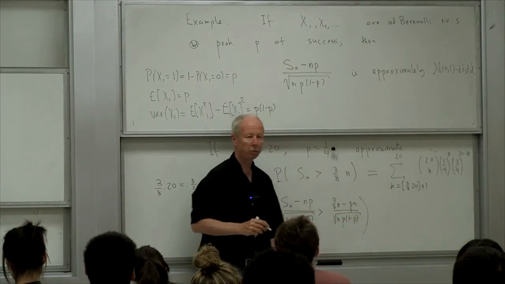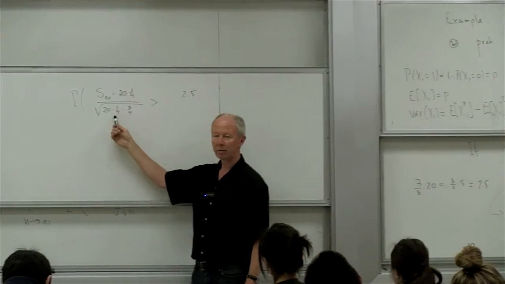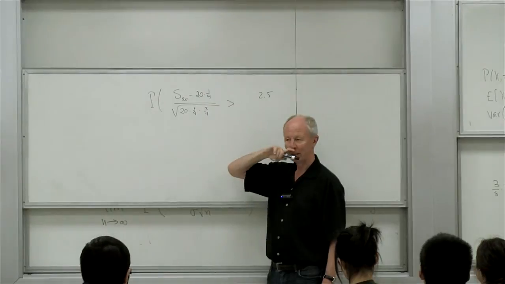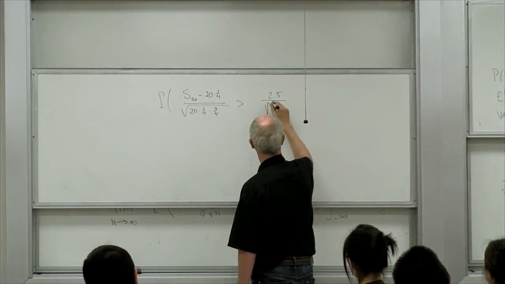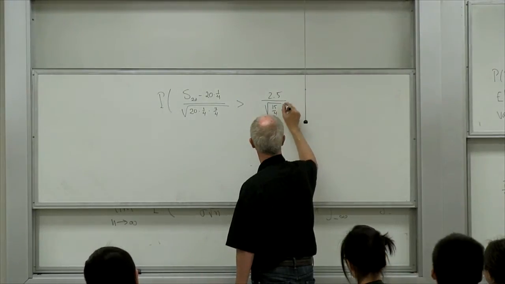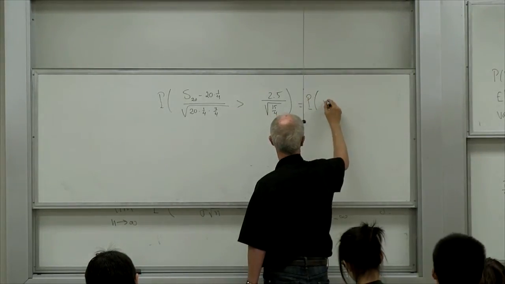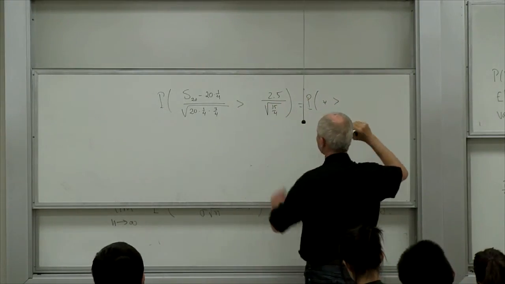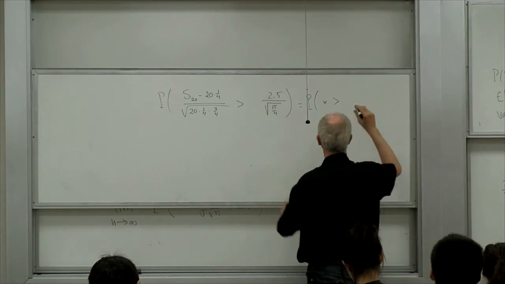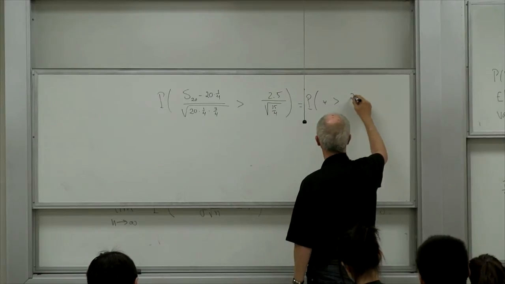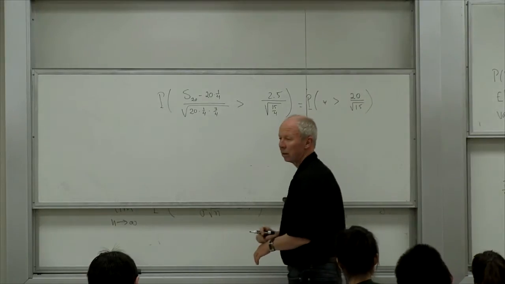20 times a fourth times 3/4. What's 20 times a fourth? It's 5. 5 times 3/4, 15 fourths. Okay, let's simplify this a little bit. We can pull out the 4 from here. It becomes 1/2 in the denominator. And what does that become then? 20 over square root of 15?